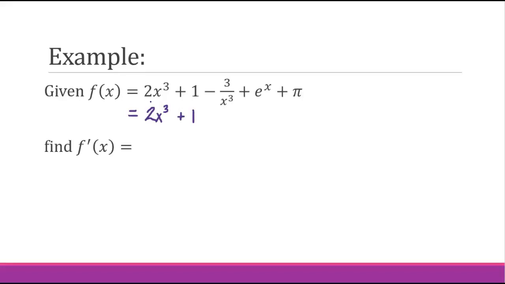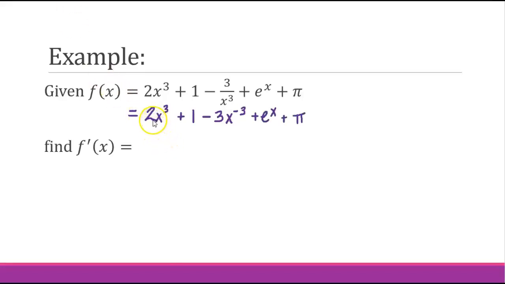This piece here is what I have to rewrite. I'm going to rewrite it as negative 3x to the negative 3. So I couldn't leave it as it is as a quotient here and still apply the power rule. I need, again, a variable in the base and a number in the exponent, and it cannot be the situation where I take the derivative of the top and bottom of a fraction separately. And then e to the x is fine, and pi is fine as it is just a constant.